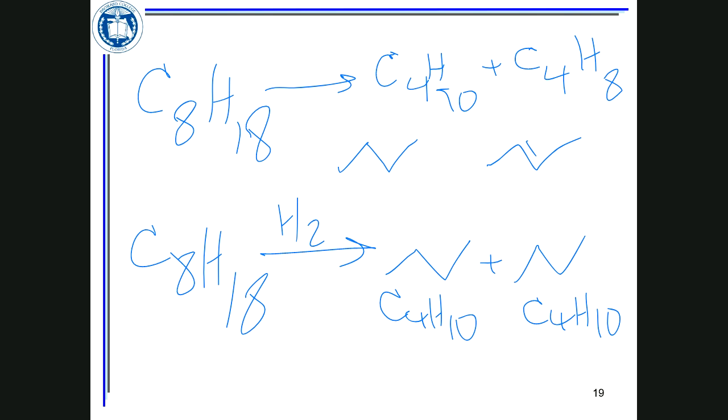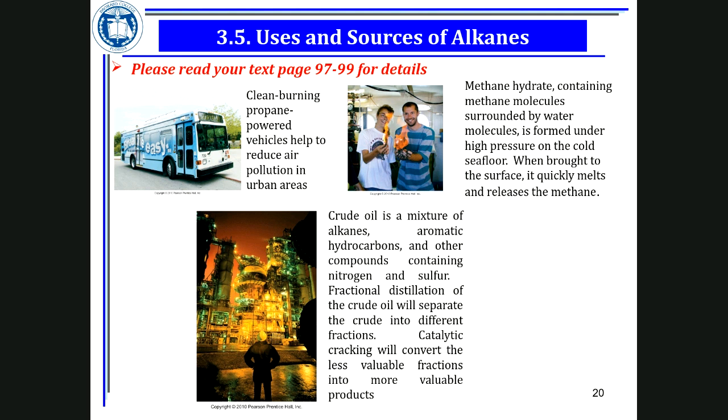So hydrocracking is breaking carbon-carbon bond, and you are also providing hydrogen. And cracking is when you are breaking carbon-carbon bond in half, and then you're not providing hydrogen. So one of the products is going to be alkene.